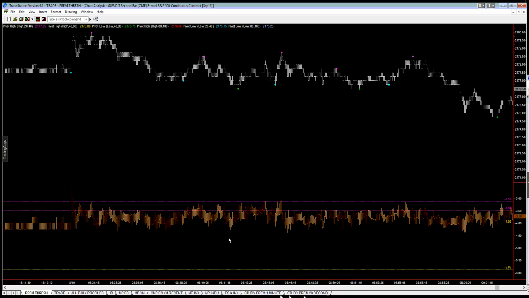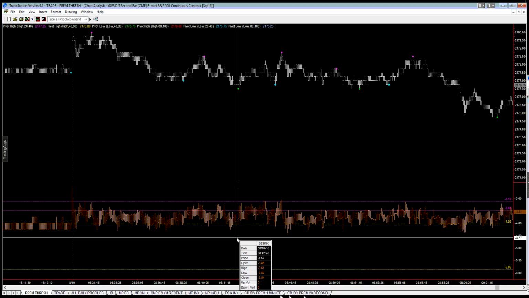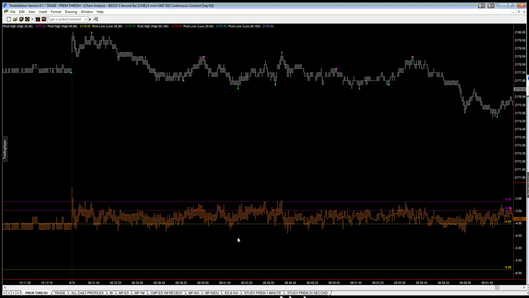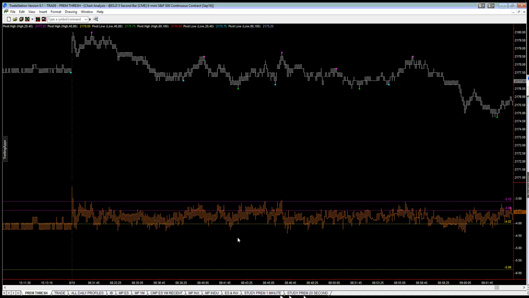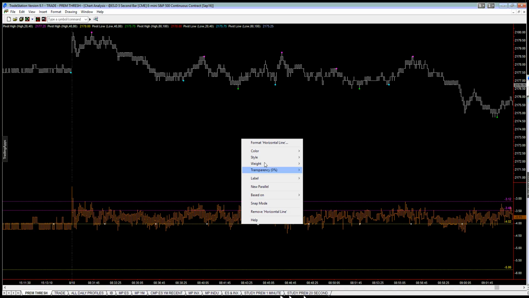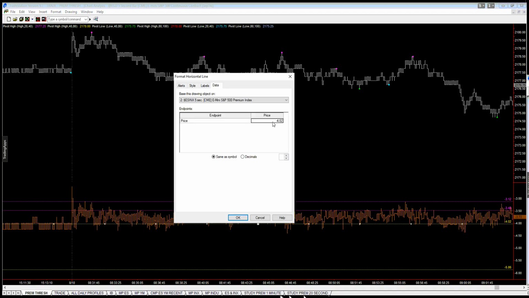Now we come down to a lower low here, and we're at -4.02. All right, so technically -4 would be the threshold at this moment. So let's move this up, so that it is just a little bit off.